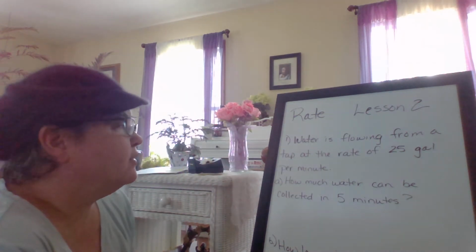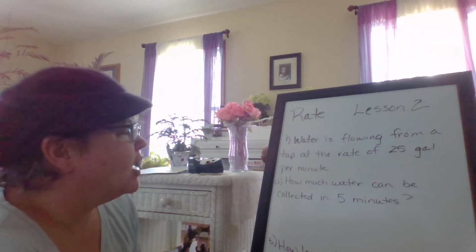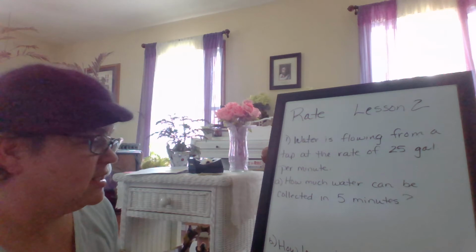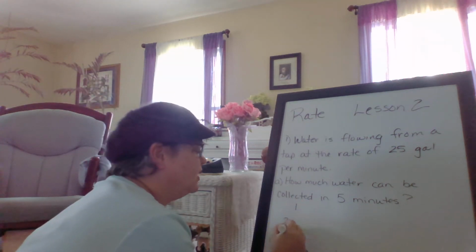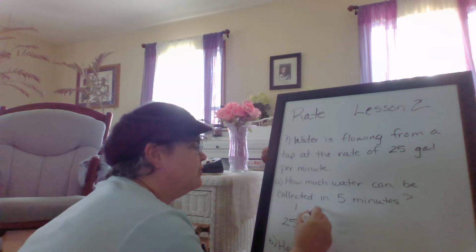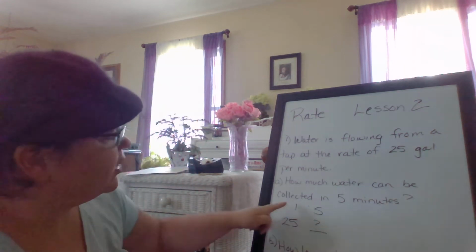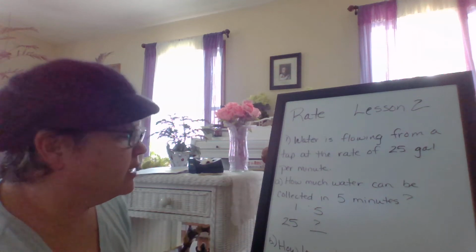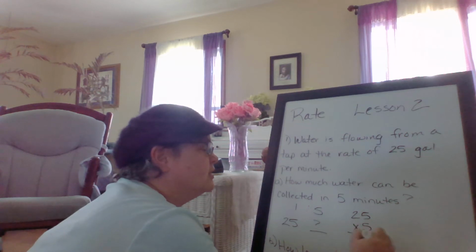So water's flowing from a tap at the rate of 25 gallons every minute. So how much water can be collected in 5 minutes? So in 1 minute, they're collecting 25 gallons. In 5 minutes, how many gallons can be collected? So how do we get from 1 to 5? We're going to 25 times 5.